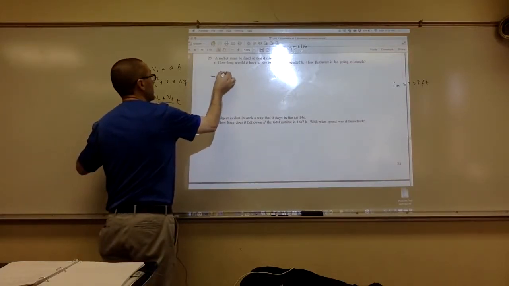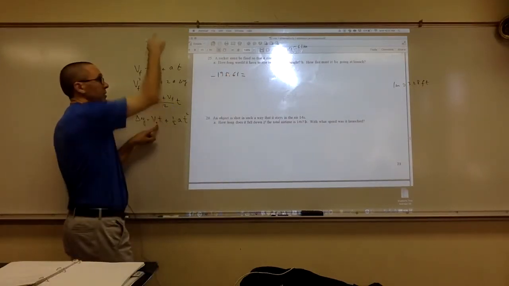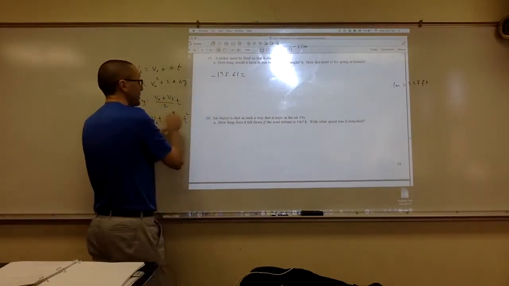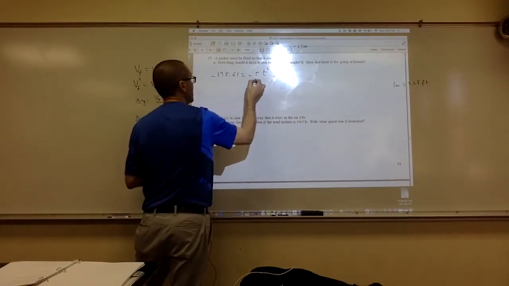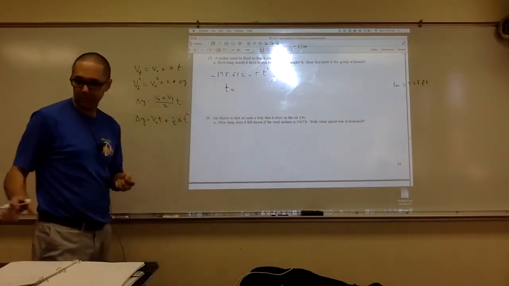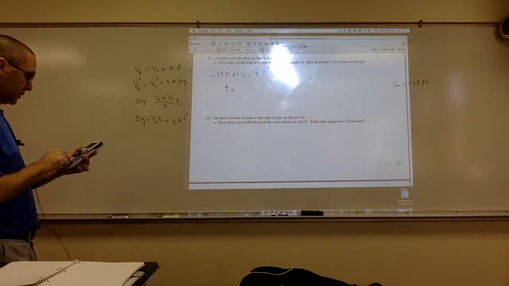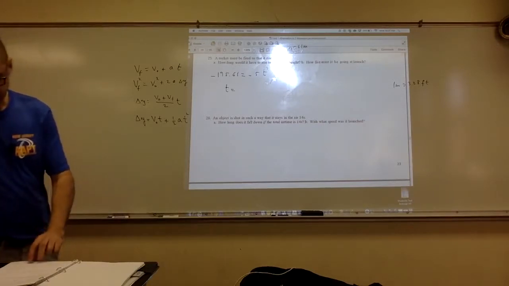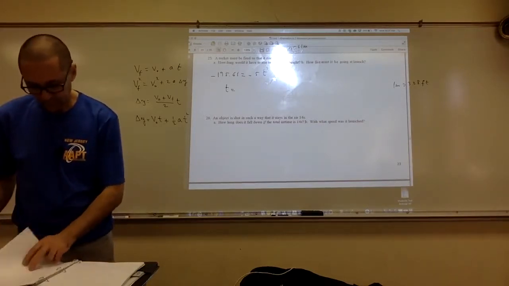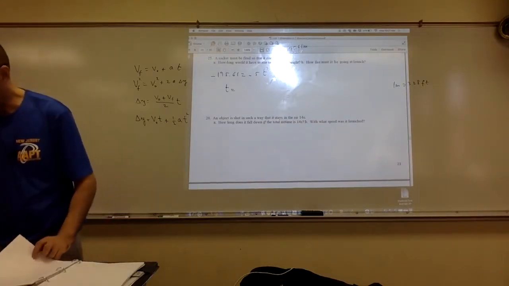So I'm going to say negative 175.61 equals, the initial velocity is 0 if I'm looking at it from the top down. That term is gone. Equals negative 5t squared. So 175.61 divided by 5. We'll take the radical of that. So it should be about 5.92. Let me just look at the answer here. 5.93. Okay, 5.93.